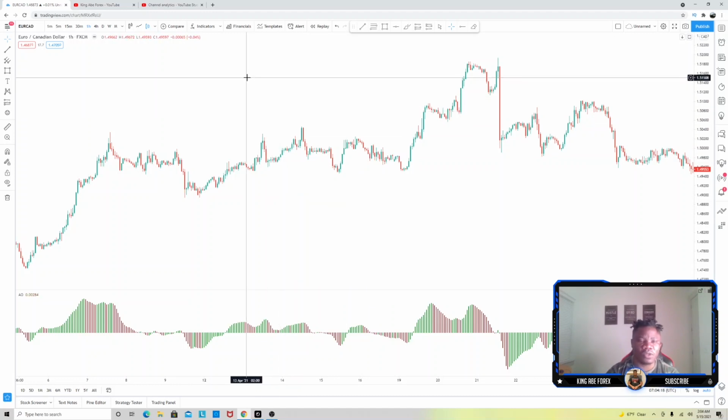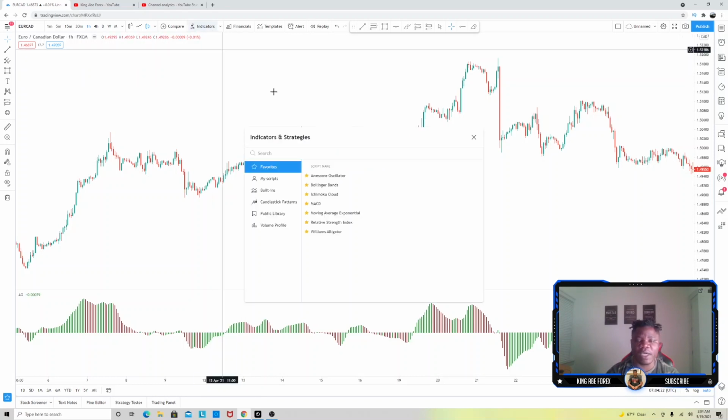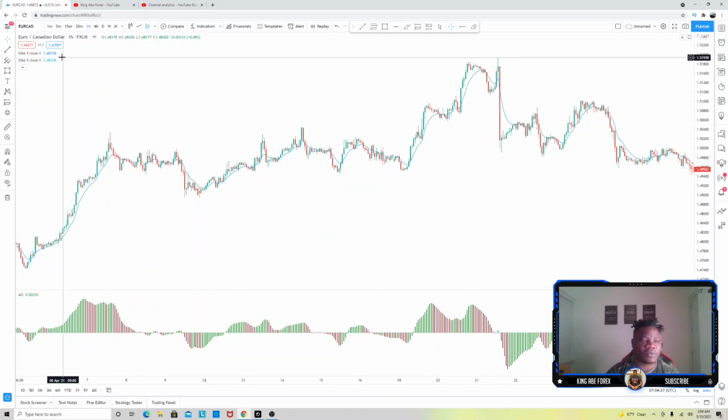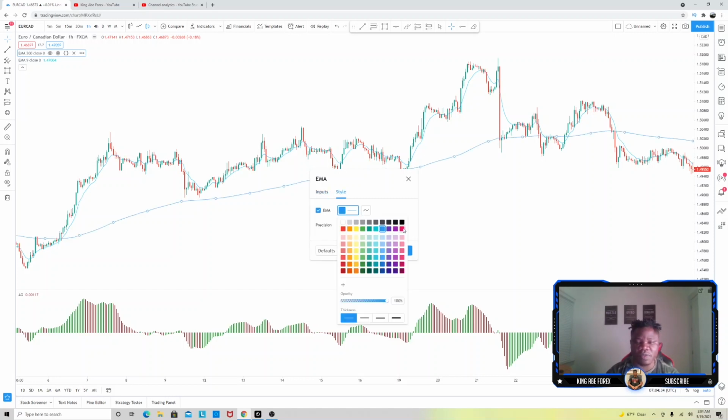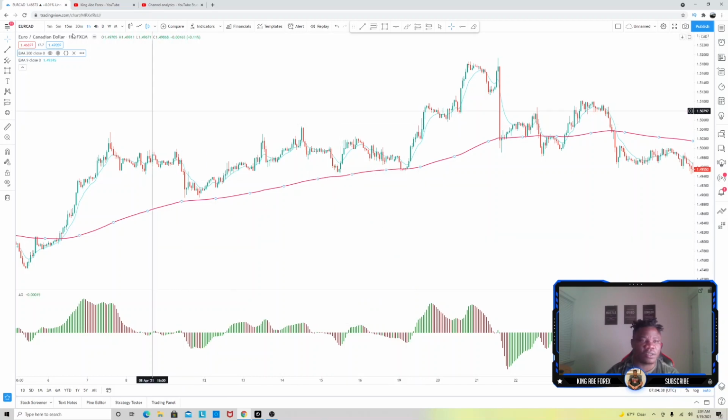We're going to be using two moving averages, but it's going to be EMA, not SMA. So the first one is going to be 200. We're going to change this to 200, and you can just use whatever color you want. I'll change the thickness, then you click on OK.